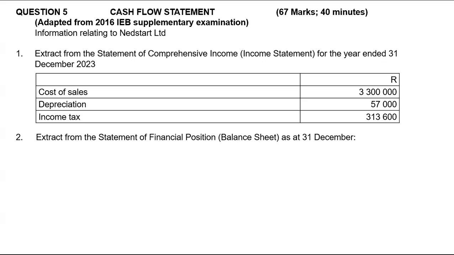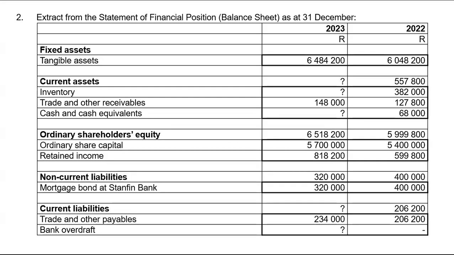Moving right along, I will look at my extract from the statement of financial position. I'll know that I have tangible assets at the beginning. Now, the fact that it's appearing here, those tangible assets will be at carrying value. So the carrying value of my tangible assets at the beginning of the year was 6,448,200. And at the end of the year, it was 6,484,200.